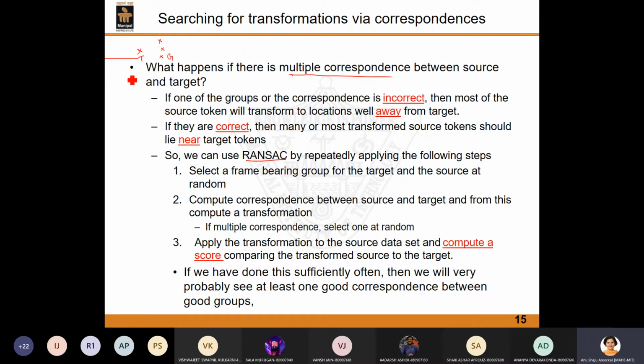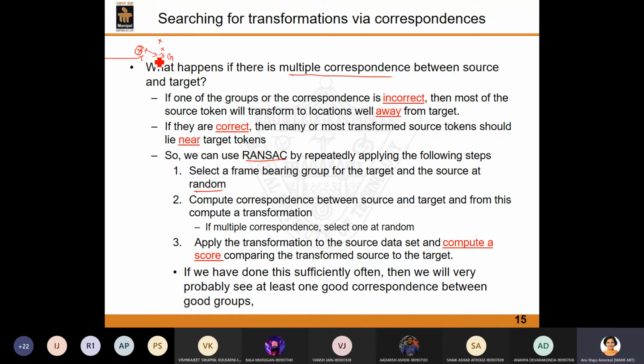First, a frame-bearing group is selected randomly. That is the more important point here: it is taken at random. So for example, let's say you have a set of points over here which are equidistant, and we randomly choose one of them. Let's say I'm choosing this particular point over here. Then I try to find out the correspondence between these two, and I say that these two are the corresponding points.